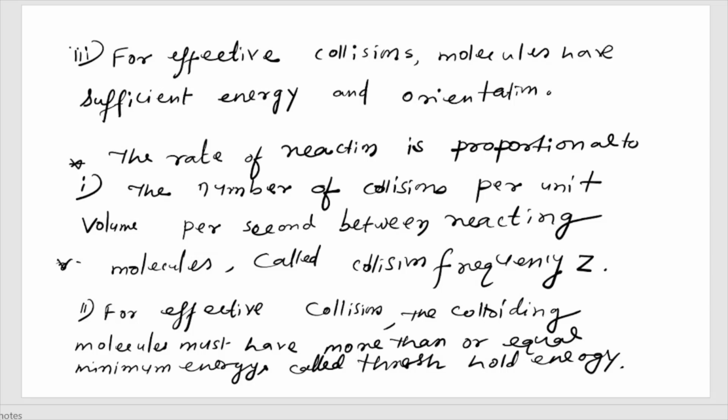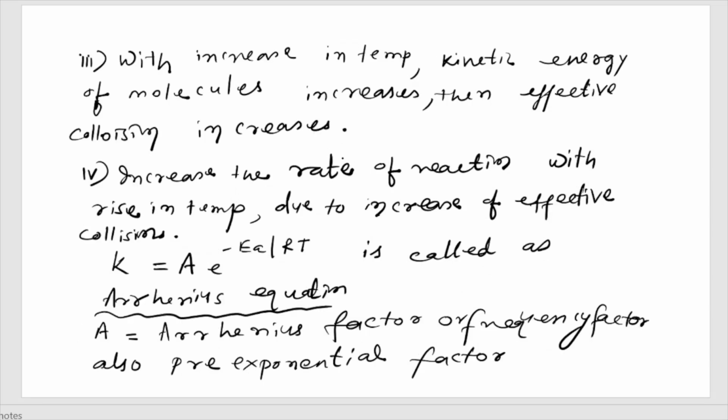The rate of reaction is proportional to what? The number of collisions per unit volume per second between reacting molecules, which is called collision frequency. The rate of reaction depends on the number of collisions per unit volume per second between reacting molecules. That means the rate of reaction depends on collision frequency.